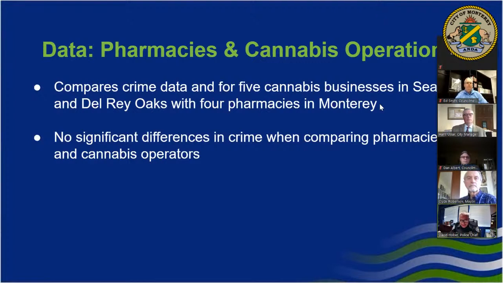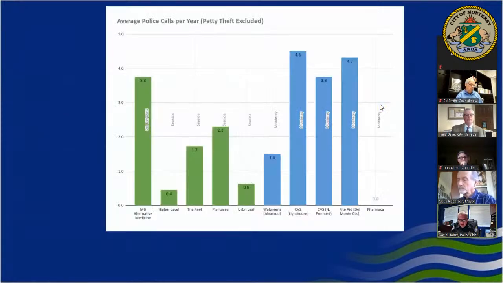City staff's data analysis shows no significant differences in crime when comparing pharmacies and cannabis operators. The average number of police calls per year among the 5 cannabis operators in Del Rey Oaks and Seaside is 1.8, while the average number of calls per year among the 4 pharmacies in Monterey is 3.5. As I've previously discussed, there is a potential for an increase in violent crime because of the cash-based nature of the businesses, and there may be quality of life concerns. Commercial cannabis operations in Monterey may result in an increase to the police department's workload, diverting police resources from other priorities. But as I've discussed, a regulatory system can be implemented to mitigate most of these concerns.